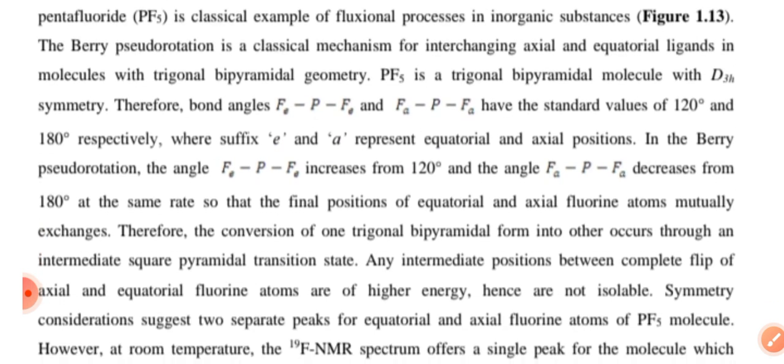Figure 1.13. The Berry pseudorotation is a classical mechanism for interchanging axial and equatorial ligands in molecules with trigonal bipyramidal geometry. Phosphorus pentafluoride is a trigonal bipyramidal molecule with D3h symmetry. Therefore, the bond angles FePFe and FaPFe have standard values of 120 and 180 degrees respectively, where the suffixes E and A represent equatorial and axial positions.